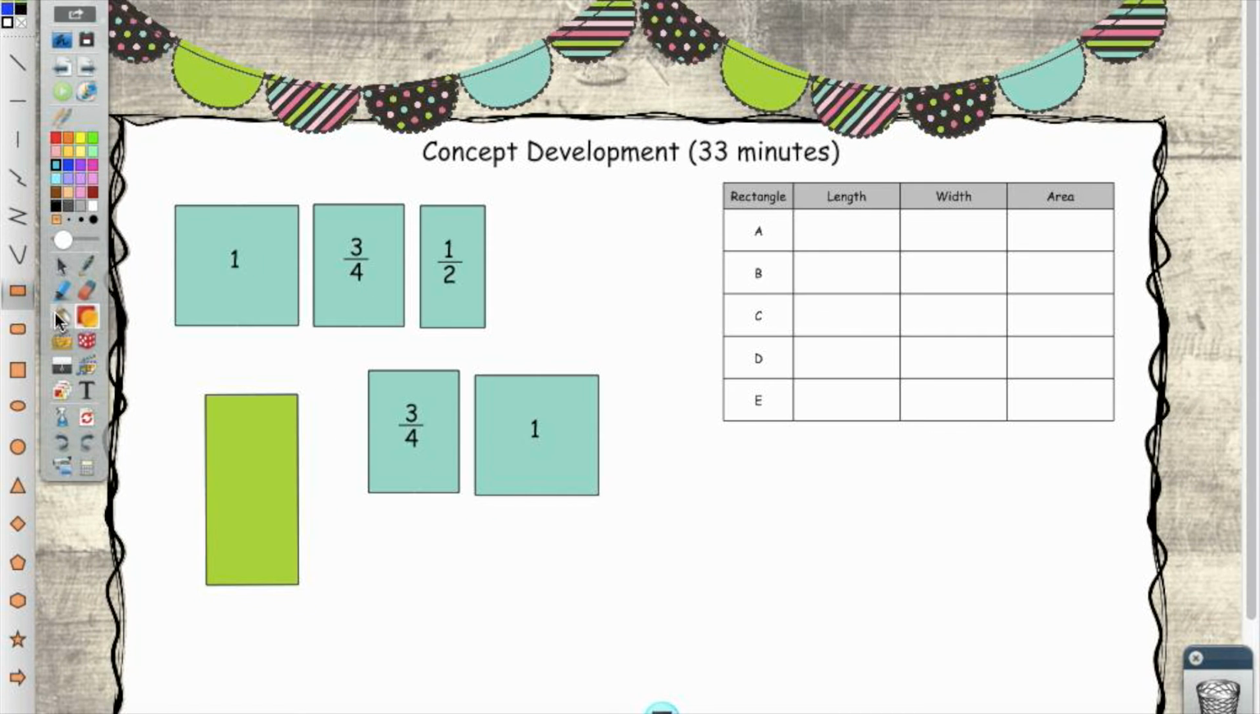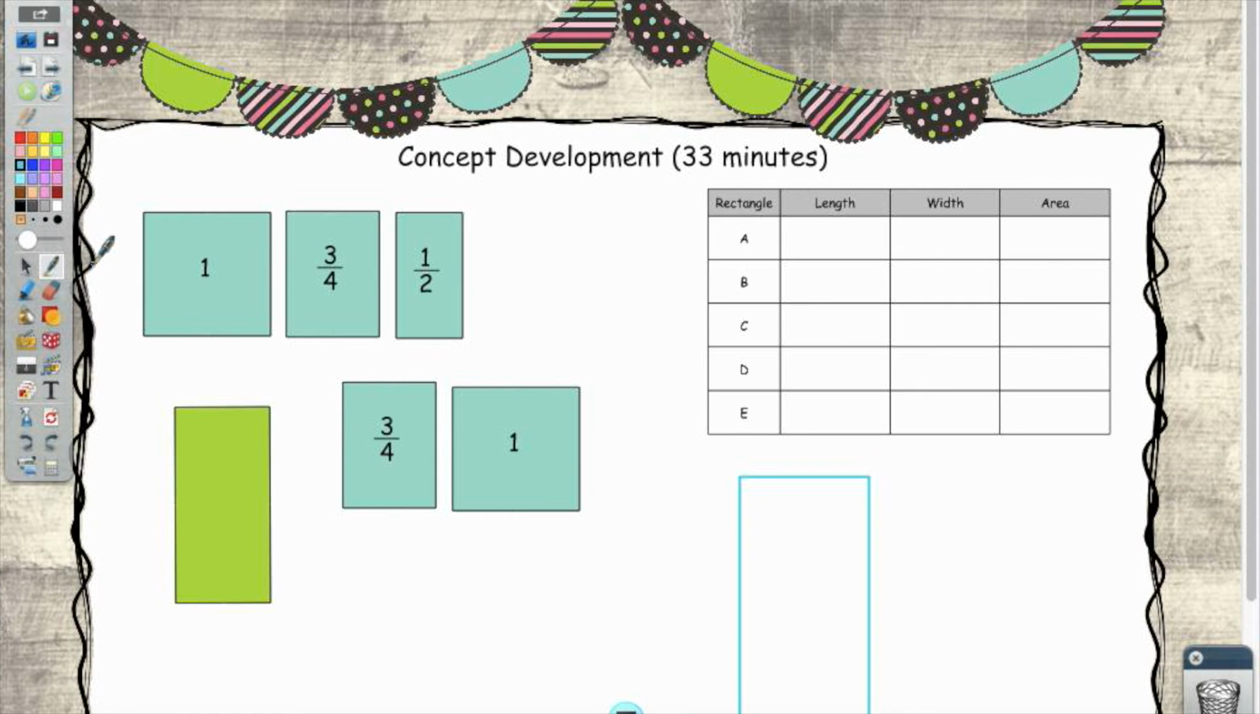So here's what I know. I'm going to make a rectangle over here. I know the top is 3/4 units.